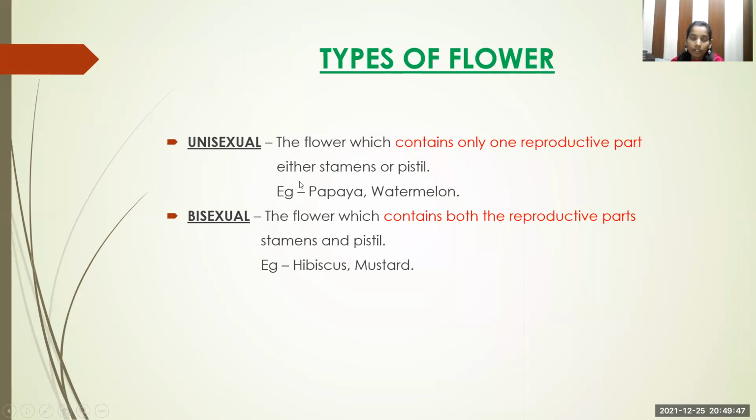Now, the types of flower. On the basis of presence of reproductive parts, there are two types of flowers, unisexual and bisexual. Now see, uni means one. So unisexual flowers are those flowers which contain only one reproductive part, either stamens or pistil. Example, papaya, watermelon. Now bisexual flowers, bi means two. So bisexual flowers are those flowers which contain both the reproductive parts, stamens and pistil. Example, hibiscus, mustard.